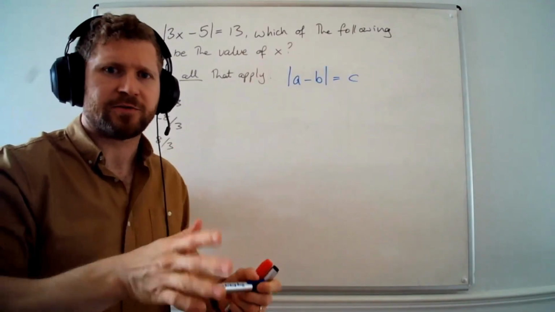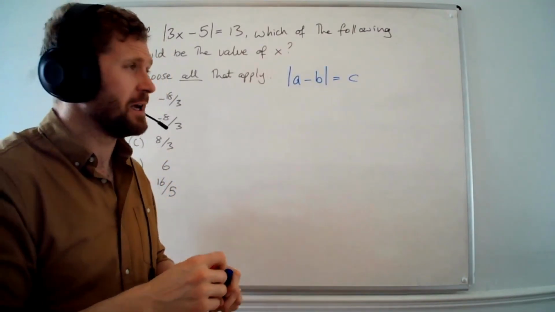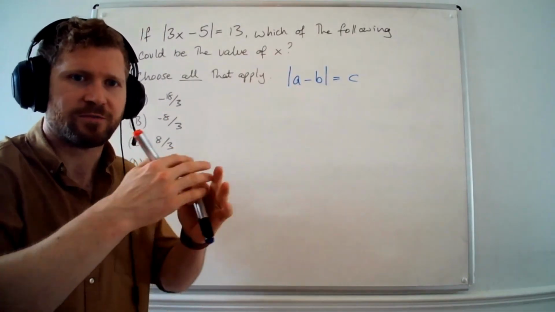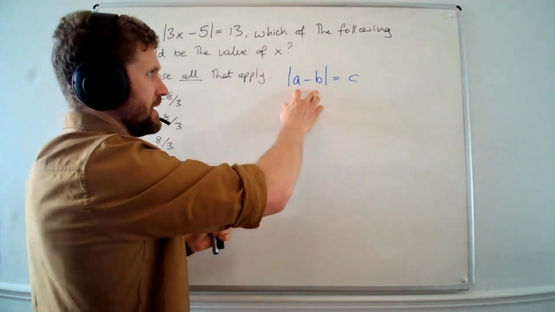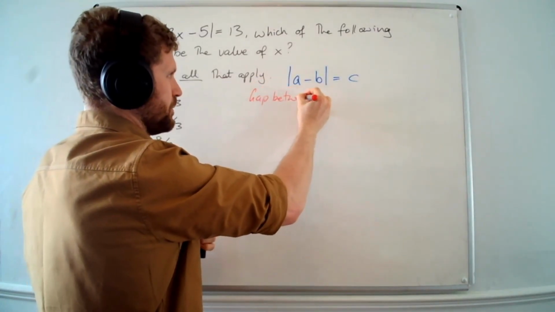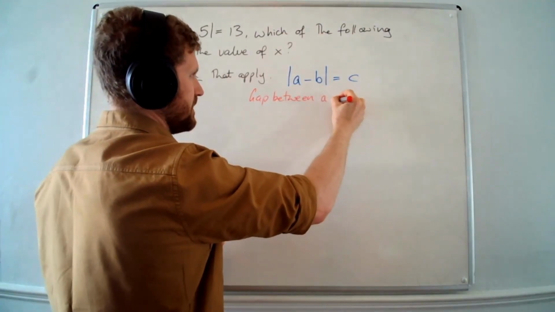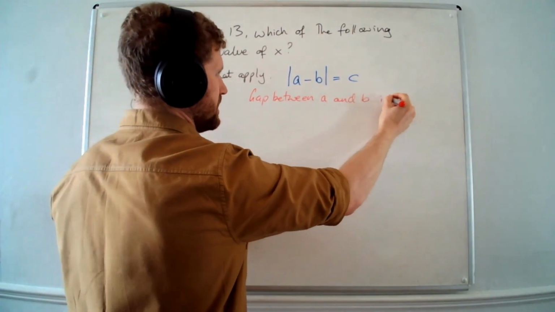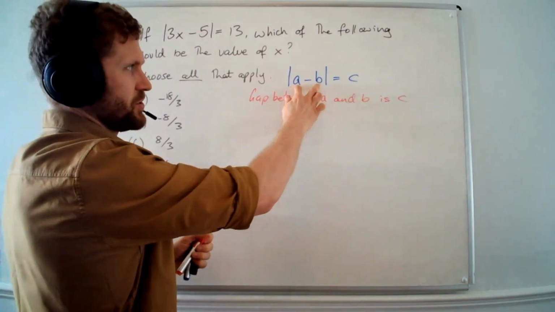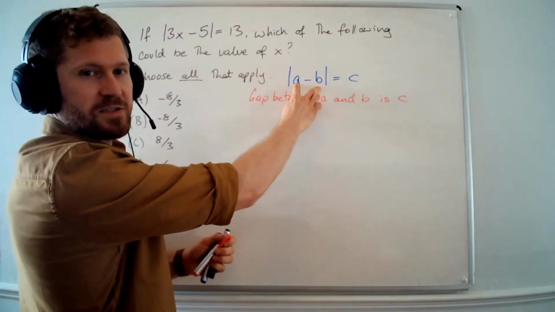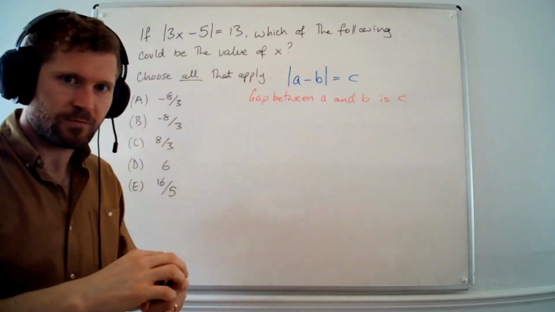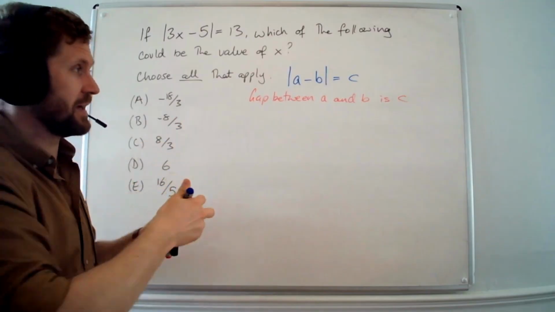So the absolute value of a minus b is equal to c. And what this really says, there's a geometric way of looking at this, sort of in space. This says that the gap between a and b is c on the number line. So we've got two things here, and if we wanted to know the size of the gap, then that would be c.